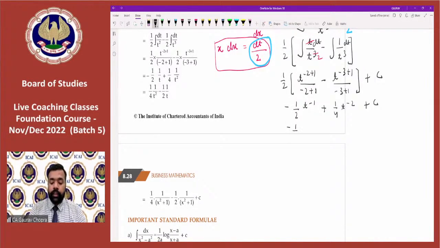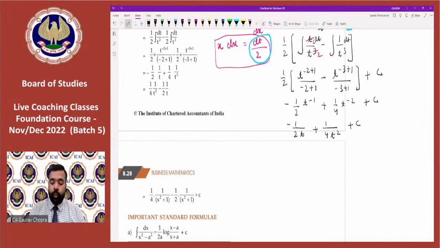And this can be written as 1 upon 2t plus 1 upon 4t square plus c. And the value of t is what we have let it, x square plus 1. So in place of t, we can write x square plus 1. So this is the final result.